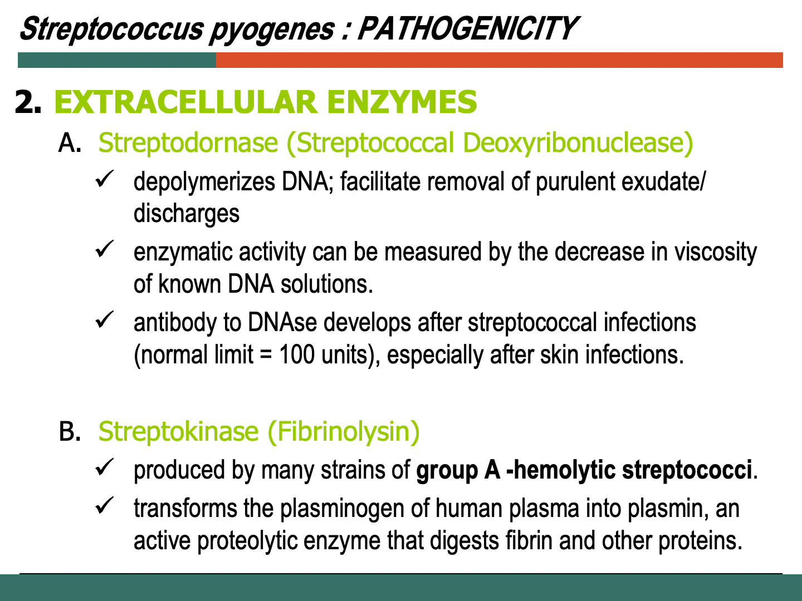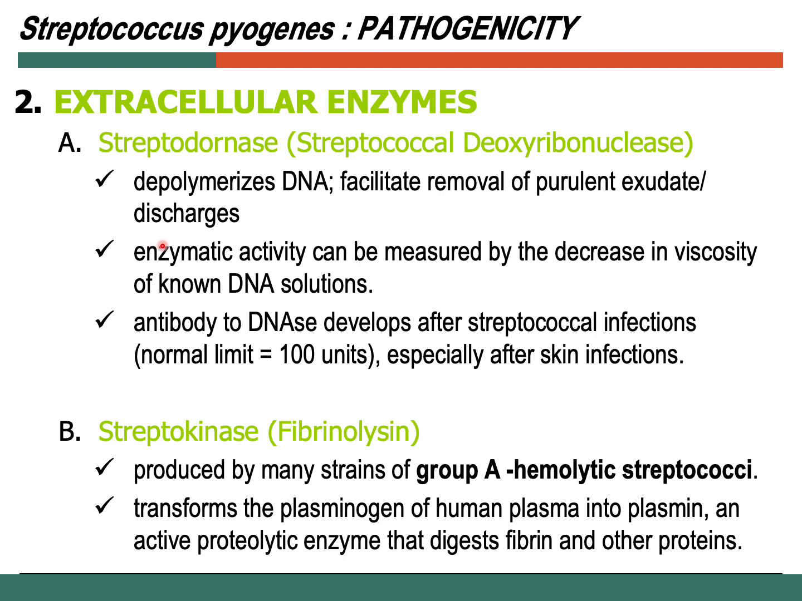Your Streptococcus pyogenes also has streptodornase or streptococcal deoxyribonuclease. Okay, so they are the ones that facilitate the infection spread by liquefying the pus, class, because the activity of your streptodornase is to decrease the viscosity of known DNA solutions. So it facilitates removal of purulent exudates and discharges.